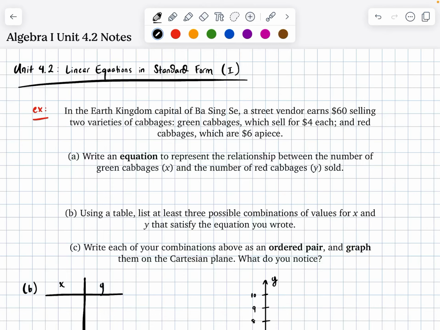Very good. So A, we're going to write an equation to represent the relationship between the number of green cabbages, X, and the number of red cabbages, Y, sold. Very good. So we're going to stop here for now. And again, we've talked about this idea that mathematicians love to use X and Y by default, so we're going to get familiar using it. Pause the video, take 30 seconds. Give me an equation that represents the relationship that we've got above. Go.